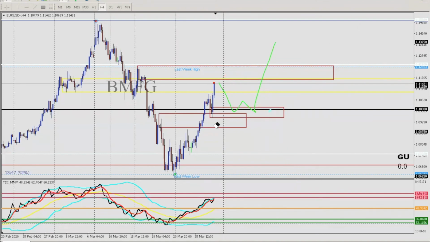So that's my Euro USD analysis for the week and my anticipations and what I'm going to be expecting.